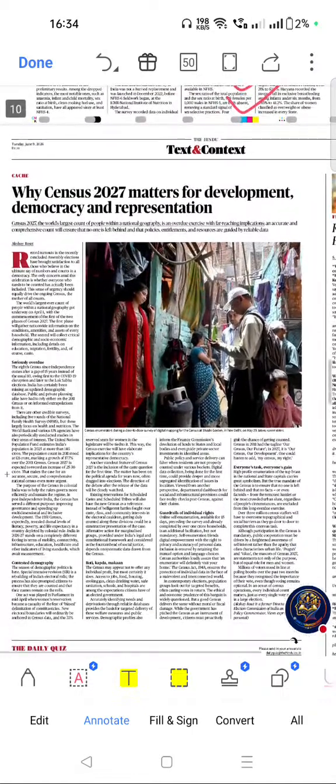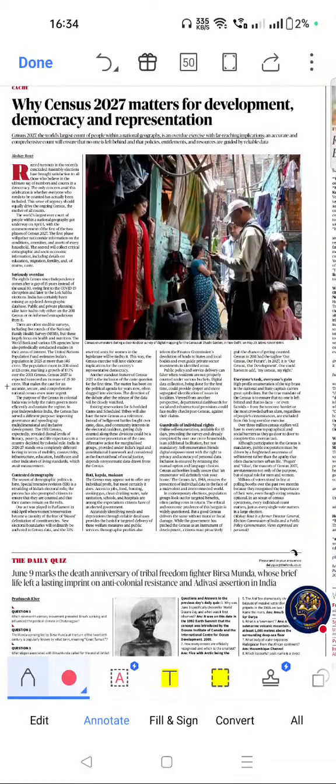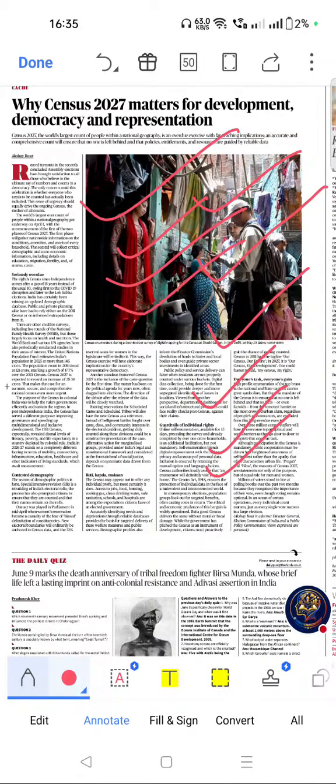Text and content. This was important. Why Census 2027 matters for development, democracy, and representation. If you see the importance of this topic, census is among the most important recurring UPSC topics, directly linked to governance and public policy, and important for reservation policy and social justice. Census data influence Finance Commission recommendations, and it is essential for delimitation and democratic representation. It is frequently asked in UPSC mains and interview questions. Questions have appeared on census, population policies, demographic dividend, social justice, reservation, delimitation, and migration.